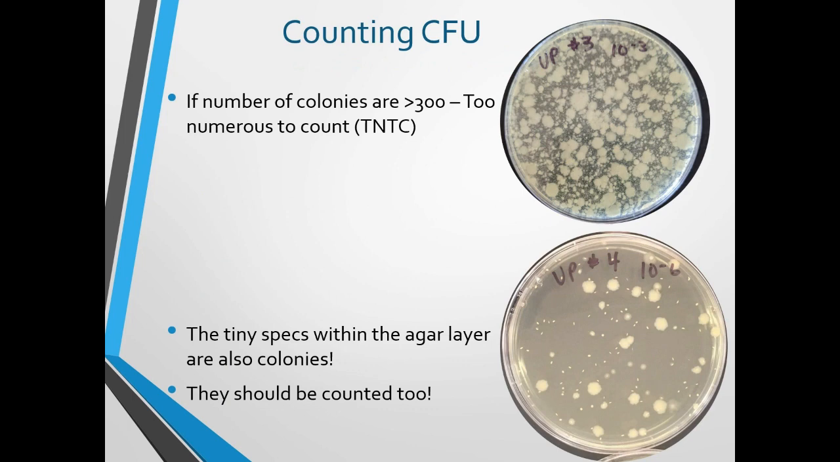Now let's see how to count the colonies. Each colony is formed from a colony forming unit. So we are counting the number of colony forming units, or CFUs. If the plate is covered with thousands of colonies like you see in this picture, we consider them as too numerous to count. Obviously, they have more than 300 colonies. So you can record these results as too numerous to count, or TNTC.